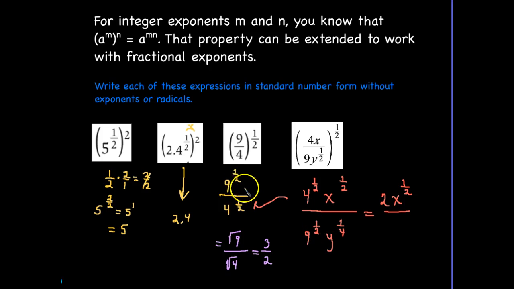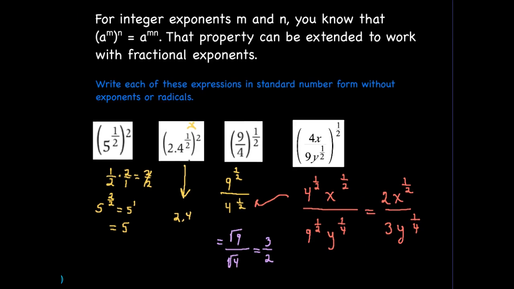Well, we figured it out in the previous problem. It's the same thing as the square root of 9, which is just 3. But then we would need to leave the y to the 1/4 power. This is one way to write this, but it's not the only way to write it.